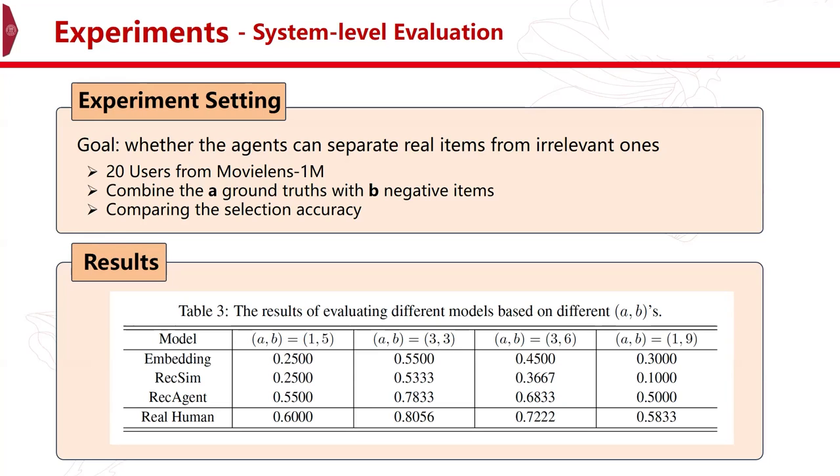In the following, we present the evaluation result. The first two columns are traditional evaluators, and RecSim is a user behavior simulator developed by Google. And the third column is our simulator. And the last one is the real human results. We can see our simulator with LLM-based agent can surpass the traditional simulator by a considerable margin. Although it does not surpass real humans, the gap is not that large.